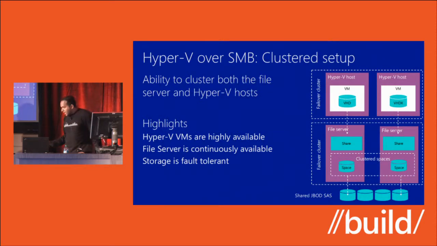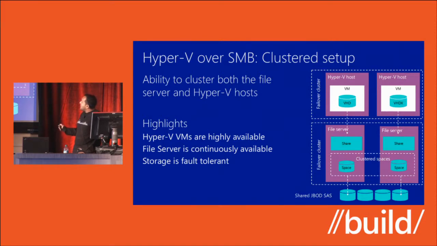Now this is the other setup. This is a more fault-tolerant setup. So you can cluster both the Hyper-V side as well as the file server side. So by clustering the file server end, now you are making your setup resilient to failure of one or more file server nodes. So if this node dies, all your shares are moved over here, or if it's a scale-out share, the client will actually go and access another node.